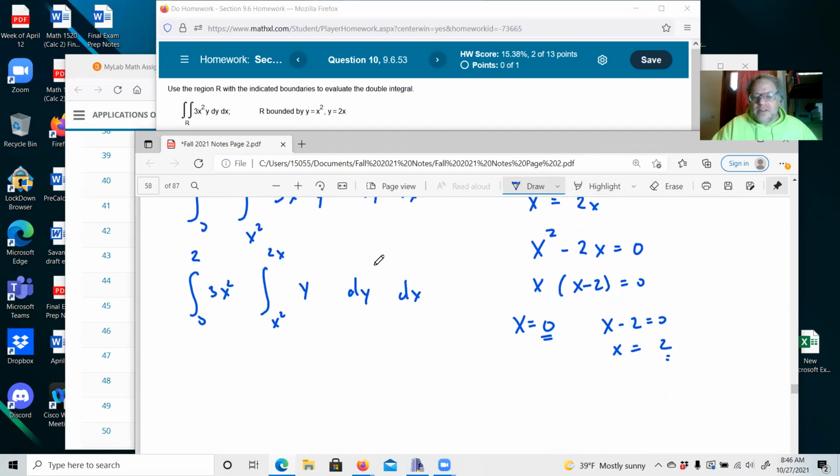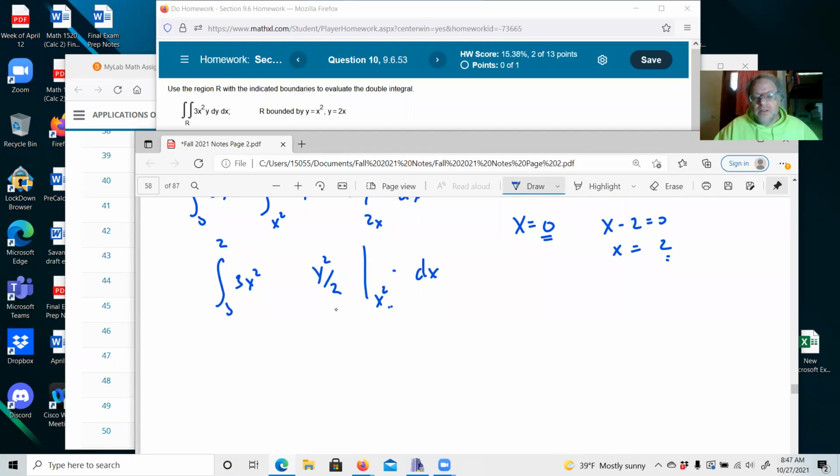Okay, so let's integrate with respect to y, because that's our job. So this is 0 to 2, 3x squared. Okay, this is y squared over 2 from x squared to 2x, and then we still have to integrate with respect to x. But we have to do this stuff first. So I'm going to move the 2 over here. So we're actually going to say this is 3/2 integral 0 to 2, because 3 divided by 2, 3/2.